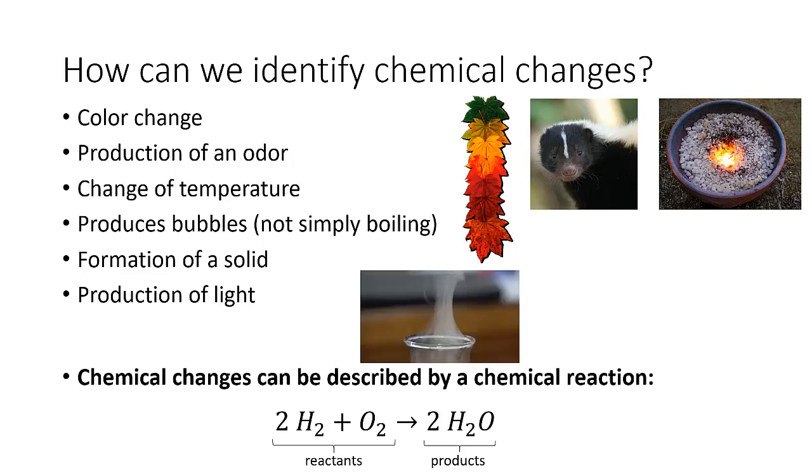Production of bubbles, so not simply boiling, but you leave something alone and it starts getting hot over time. So if you combine, I know you wouldn't actually do this probably, but if you take sulfuric acid and hydrogen peroxide and then you combine them together, that heat that's produced, it can burn your hand. And so that produces bubbles and it's doing a chemical change.